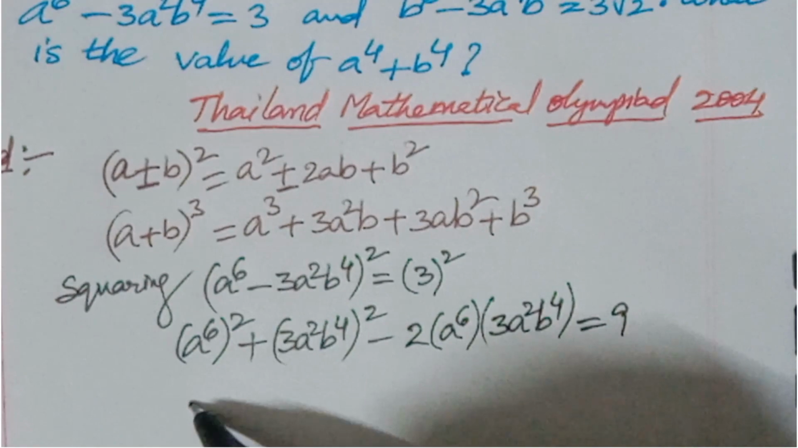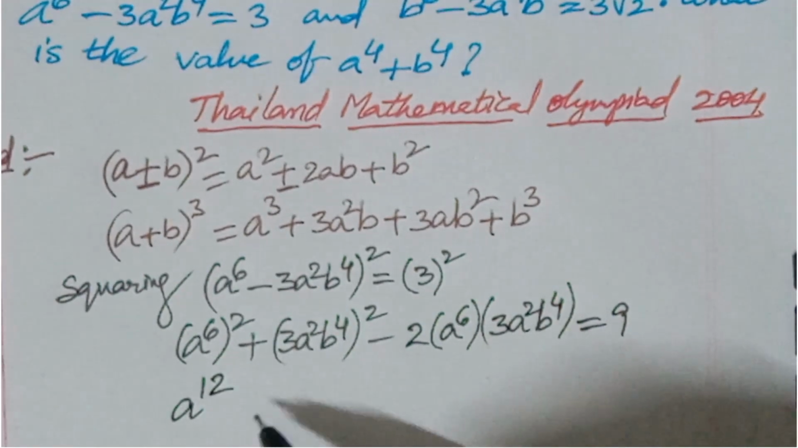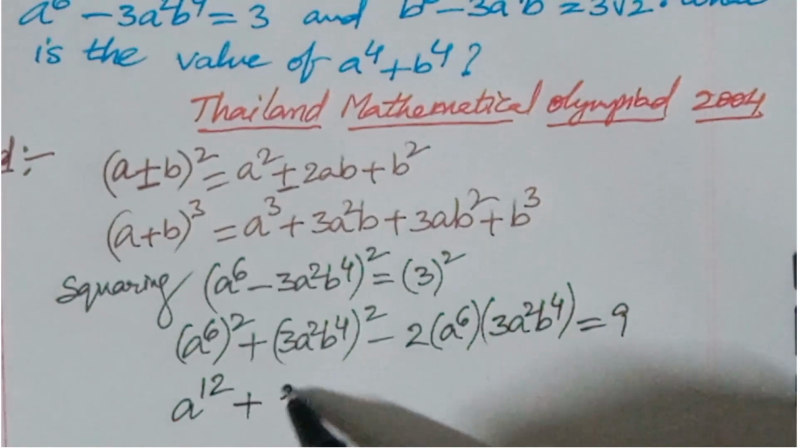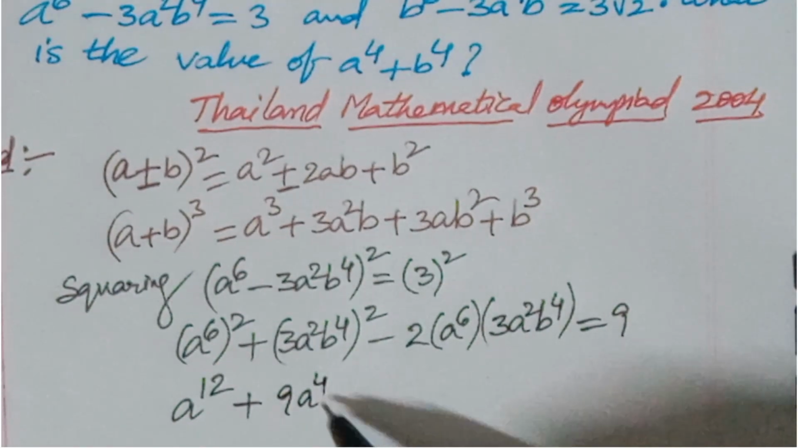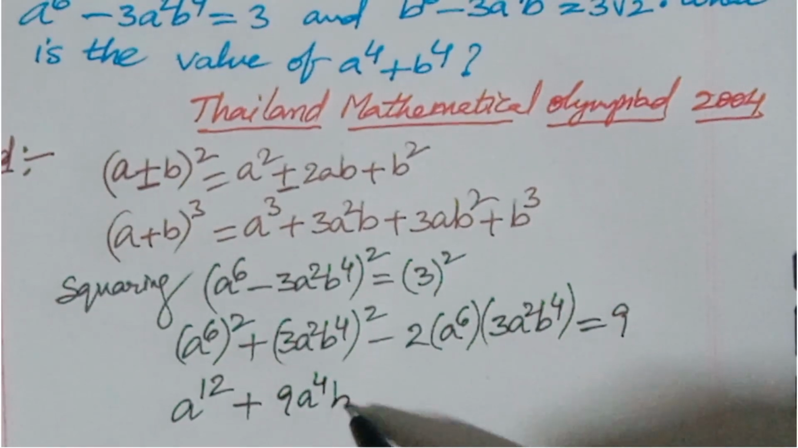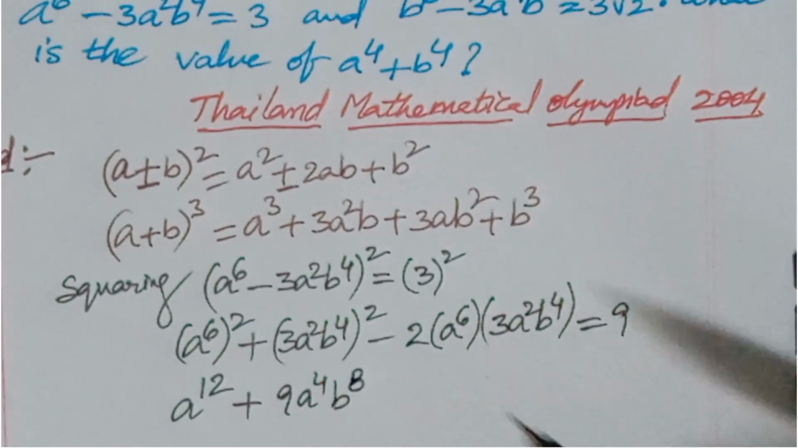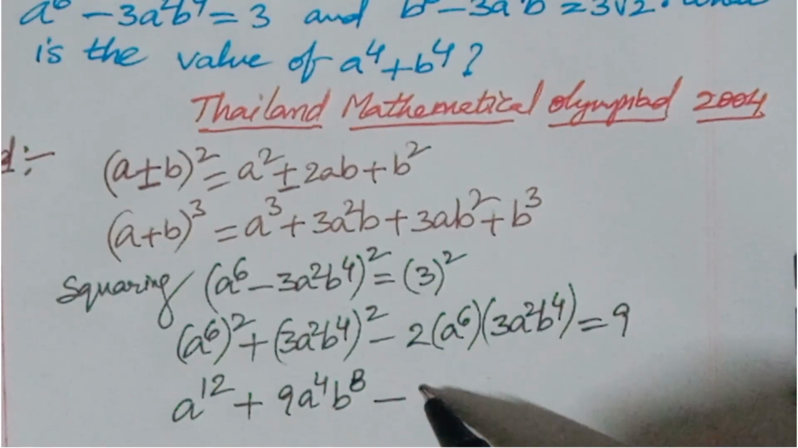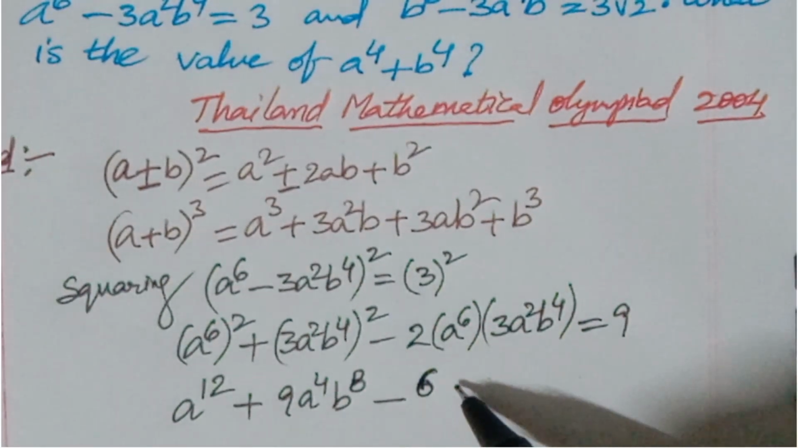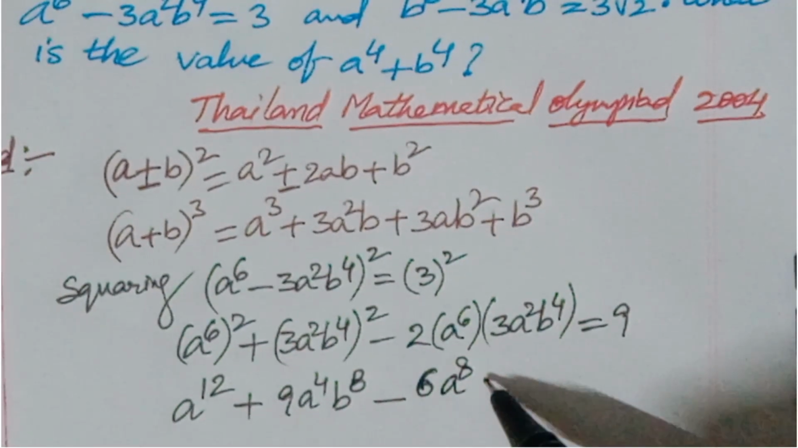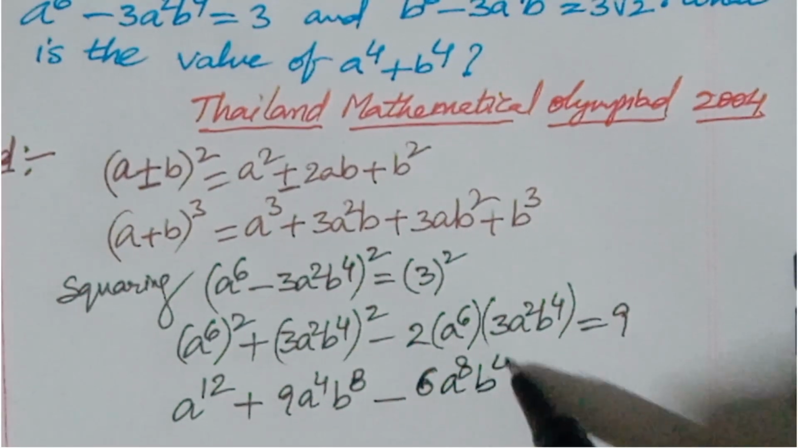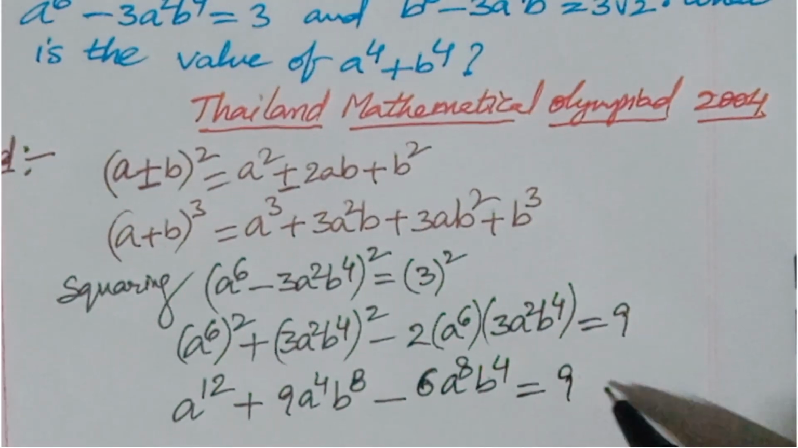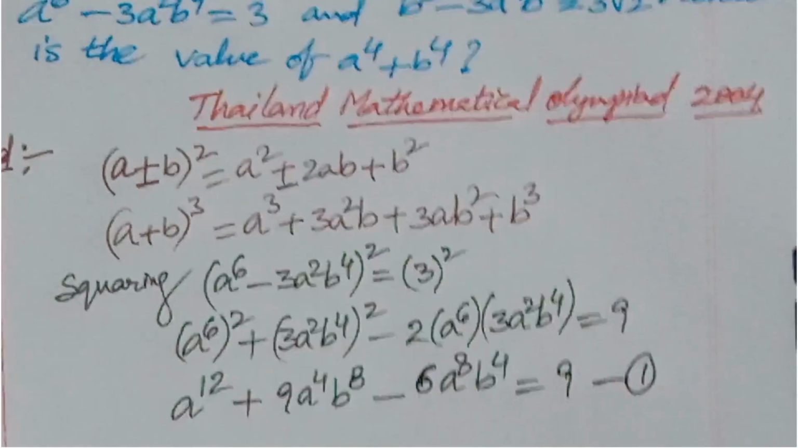So here you'll get a to the power of 12 plus 9 a to the power of 4 b to the power of 8 minus 2 times 3, that is 6, a to the power of 8 b to the power of 4 is equal to 9. Let it be 1 now.